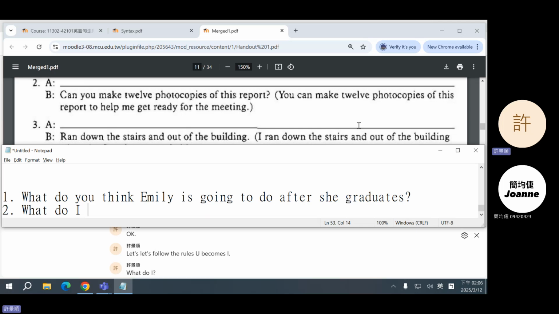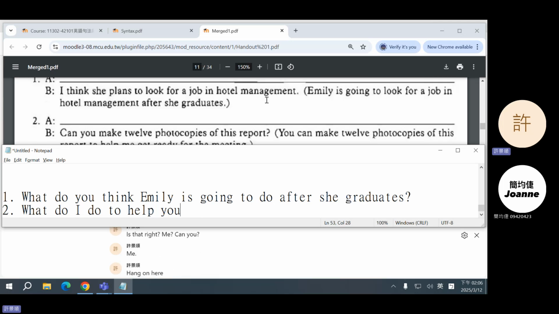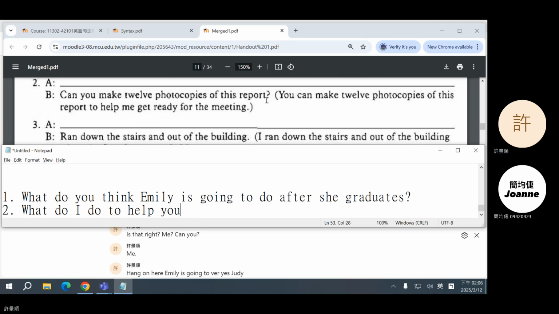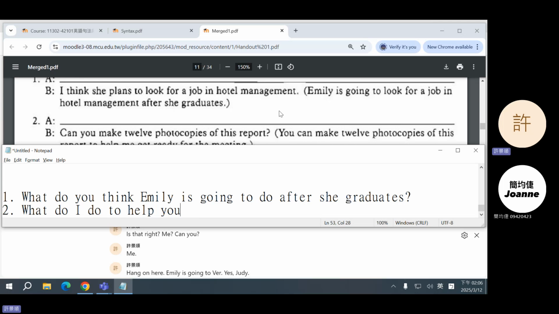Let's say the answer wants the person to do something. So what do I do? And then we copy the rest of the sentence. To help you. Is that right? Me, can you, me. Hang on, hang on. Emily is going to look for Joanne. Yes, Judy. You're a genius.